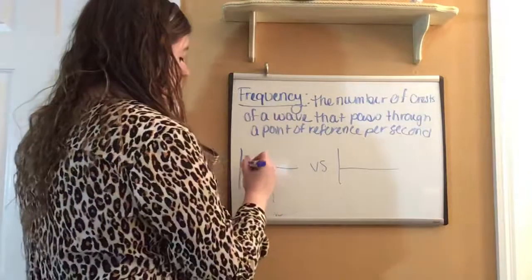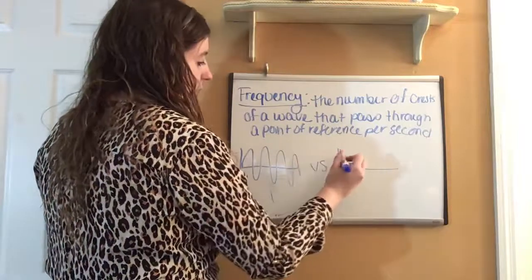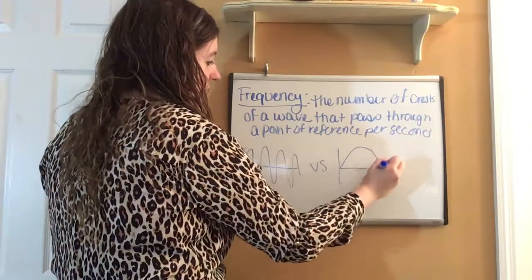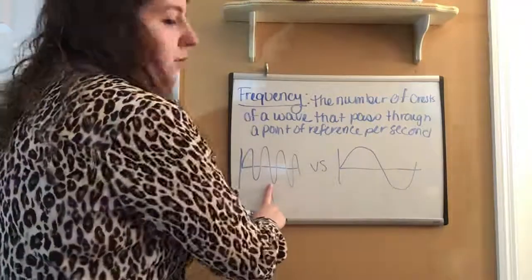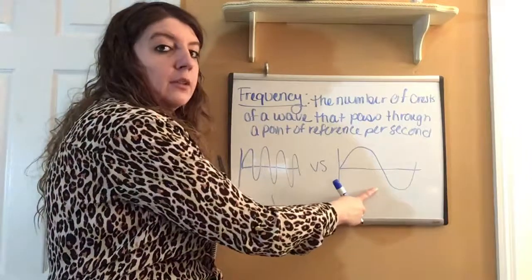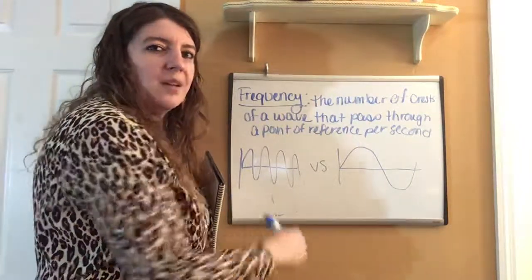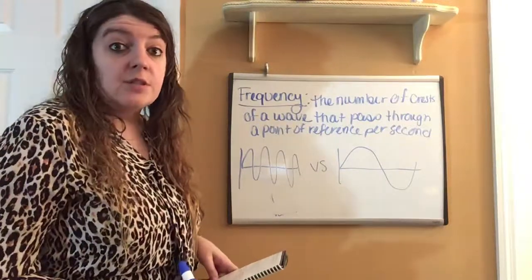So this is going to be comparing this to this. Okay? This one is going to have a greater frequency than this one, but this one's going to have a larger wavelength than this one. So we get AM radio stations much further than FM radio stations.